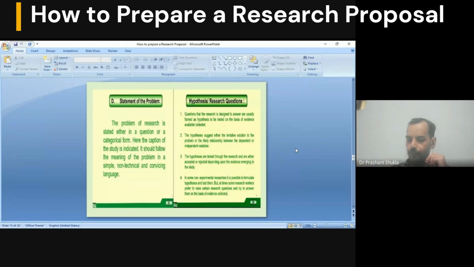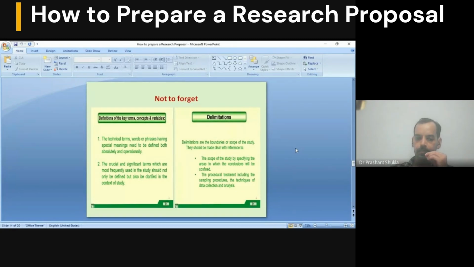And finally, in some non-experimental research, it is possible to formulate hypotheses and test them, but at times, some research workers prefer to raise certain research questions and try to answer them on the basis of evidence collected. If you do, say, prefer to use the mixed research.